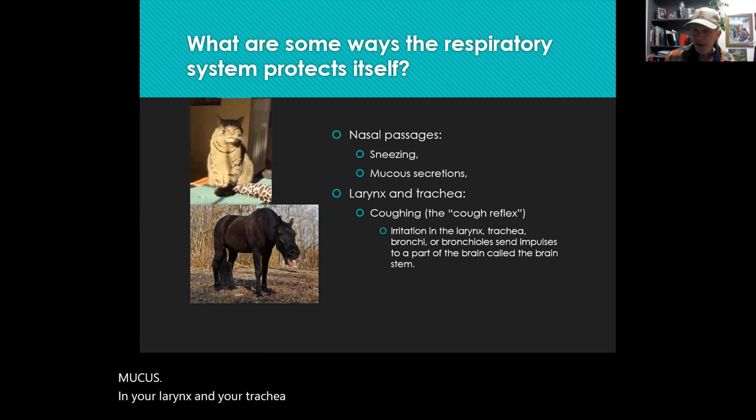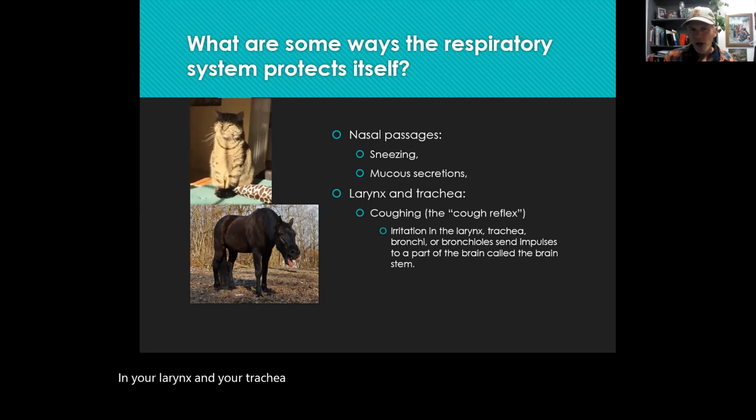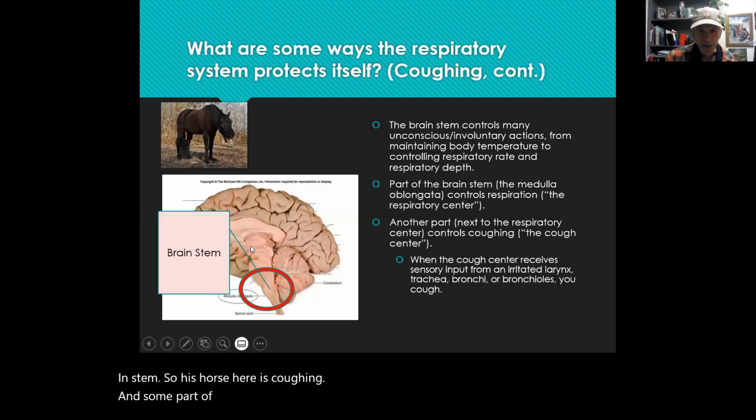And coughing is really pretty interesting. There are special sensory neurons in your larynx, your trachea, the bronchi, and the bronchioles. And when they're irritated, they send impulses to a part of the brain called the brain stem. So this horse here is coughing, and some part of his airway is irritated.